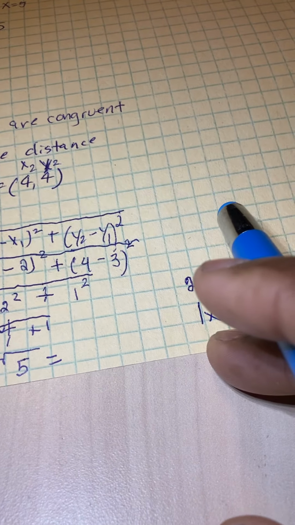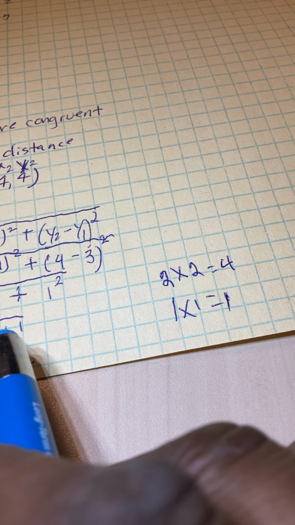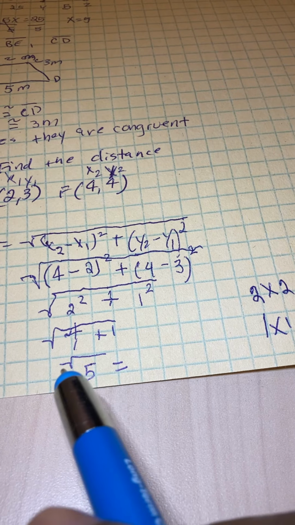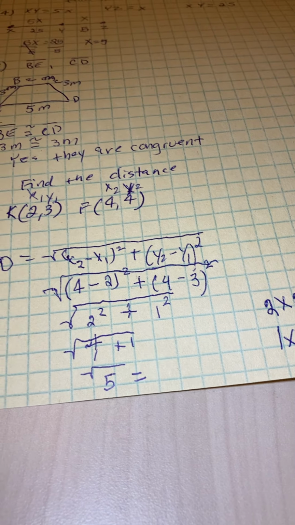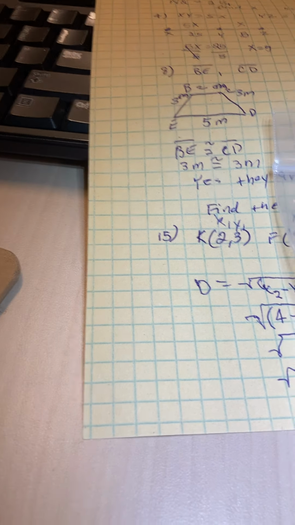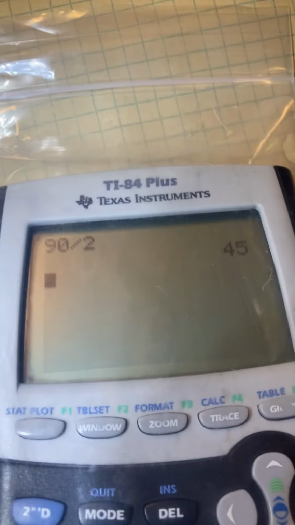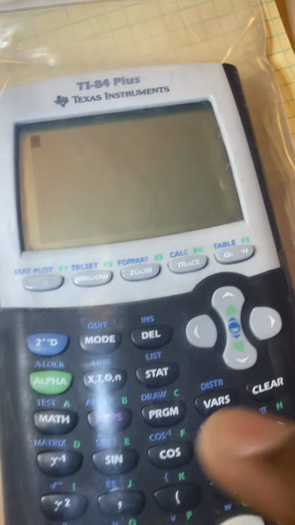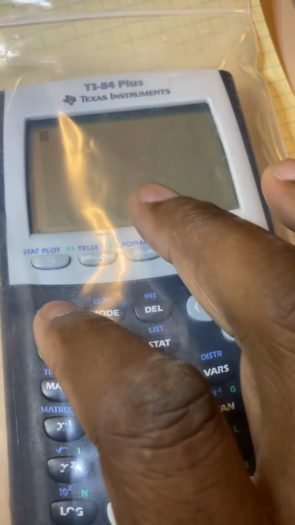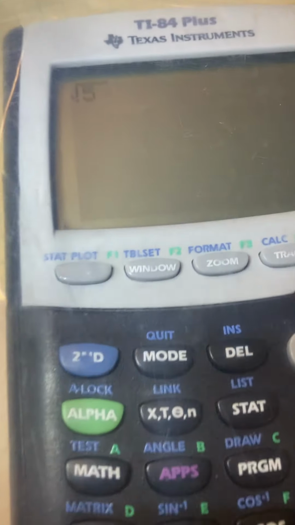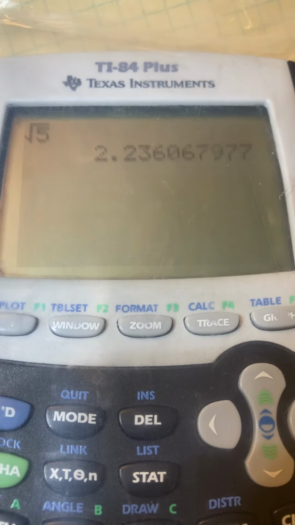All right? Then I got to take the square root of that. So if I know 4 plus 1 is 5, there's a square root of 5. That's why I got the square root of 5 right there. All right? But for this to make more sense, I'm just going to turn my calculator on, and I'm going to go clear, and I'm going to go the square root of 5, and I'm going to hit enter, and that's actually 2.236.